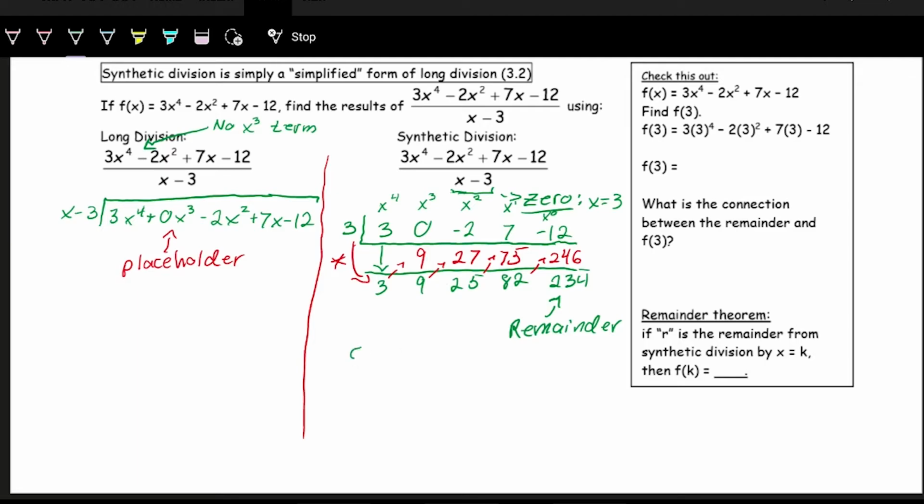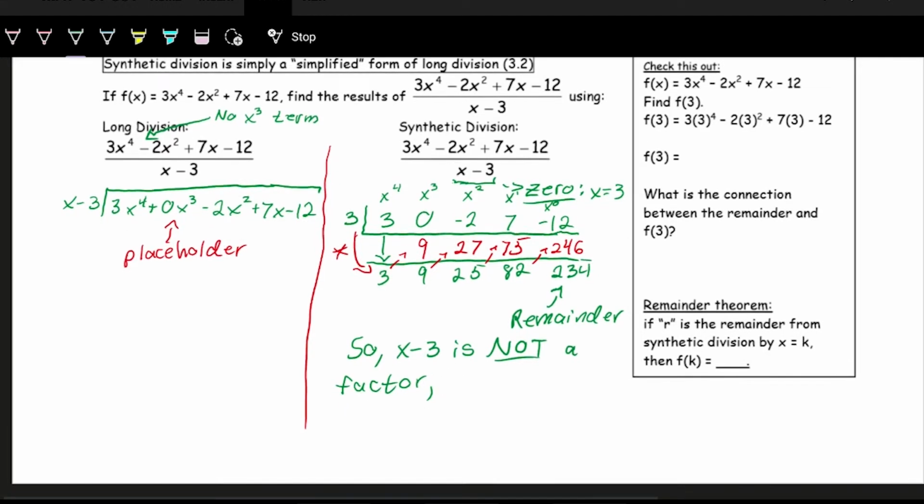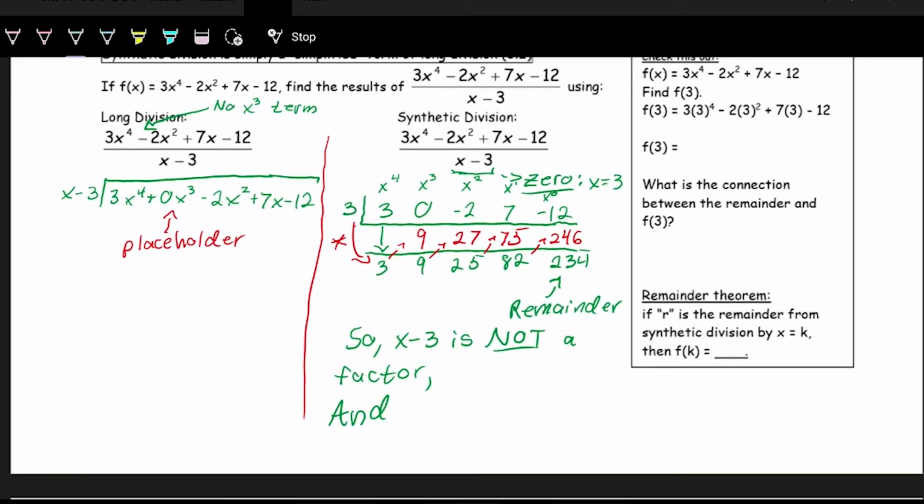So what that means is that x minus 3 is not a factor of this polynomial. So we can say x minus 3 is not a factor. And additionally, what that means is that the corresponding zero is not a zero. So that means that x equals 3 is not a zero. So this is a good way of checking if this is a zero or if this is a factor.